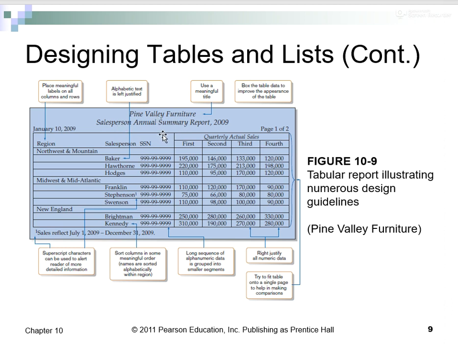Designing tables and lists, we have the summary of how we should design a table. If we have one on the form, we should have a meaningful title, alphabetic and left justified. Box the table, as we have a box here. Right justify the numbers. Try to fit it in one table, but if not, then redisplay these labels which are there. If you have a long sequence, break it down with the dashes.